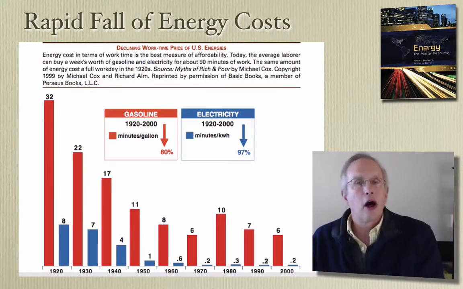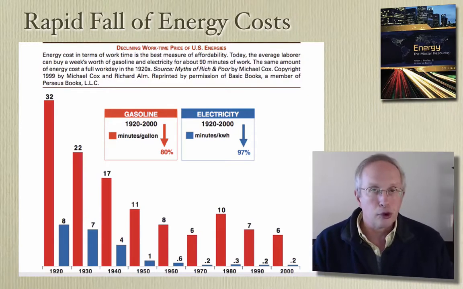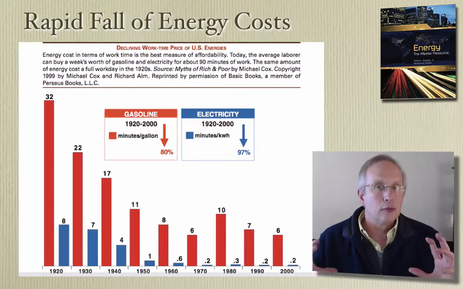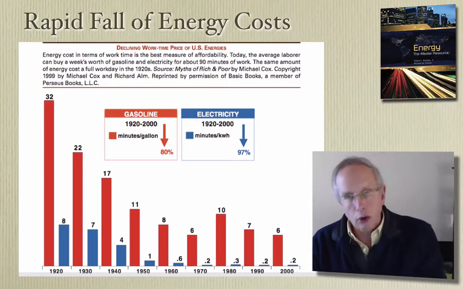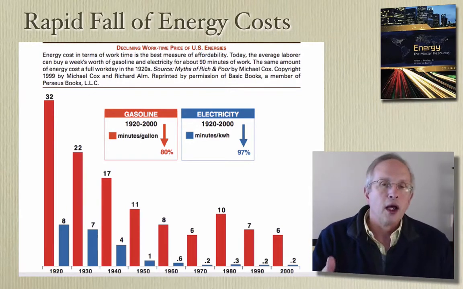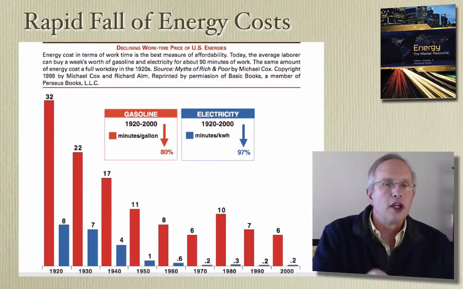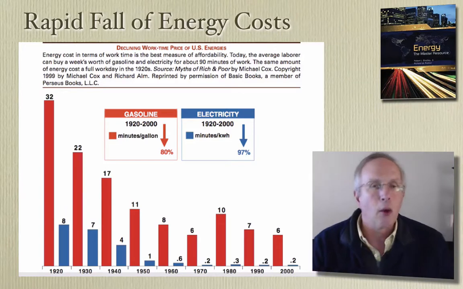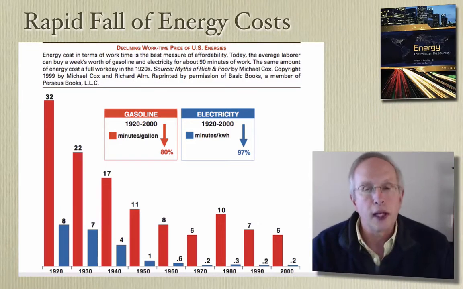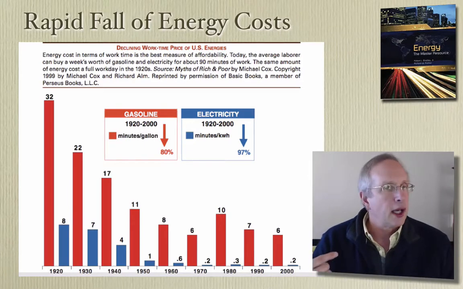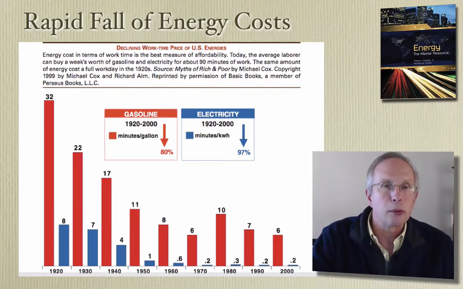And energy costs have fallen dramatically over time as refining capability has improved to make less expensive gasoline, measured in gold or measured in hours worked. Similarly, electricity costs have dropped dramatically. You can look at the numbers. The number of minutes you have to work for a kilowatt hour has dropped from 8 minutes in 1920 to 0.2 minutes in 2000. So again, the technology is making energy much cheaper for us in this country.